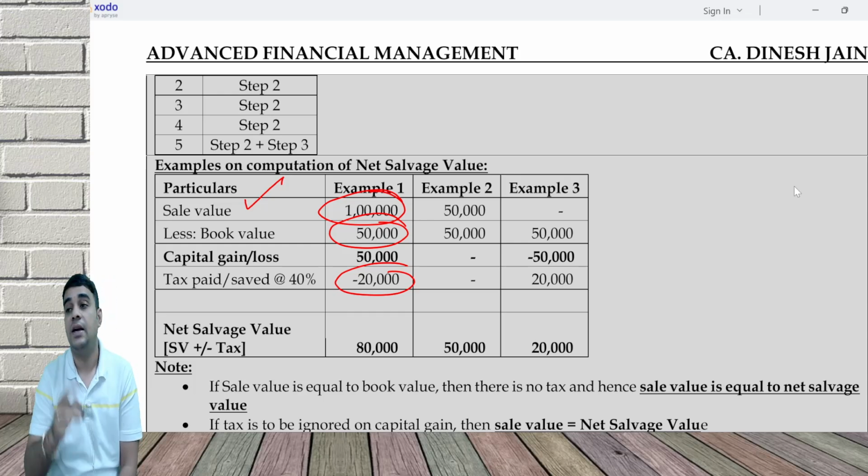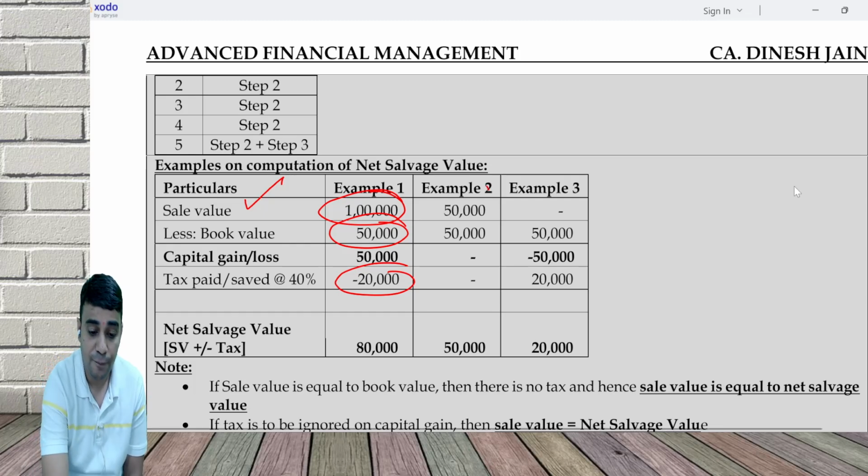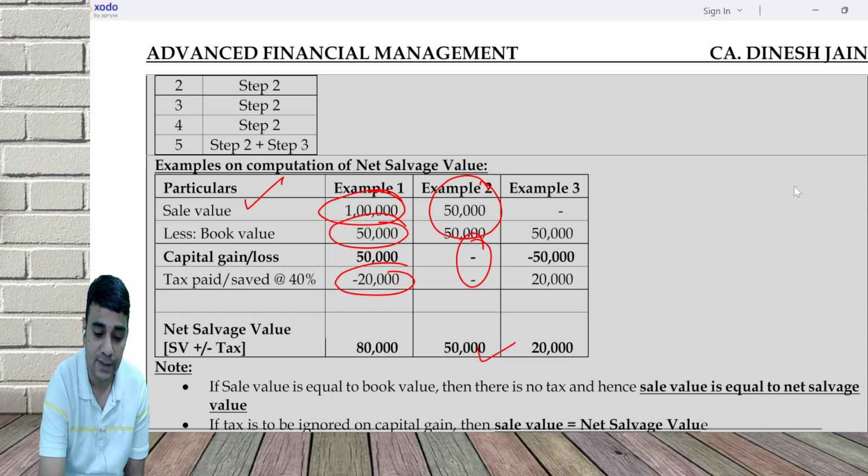What is net salvage value? Sale value plus or minus tax. So 1 lakh minus 20,000, you get 80,000. If both are same, no income tax, 50,000.